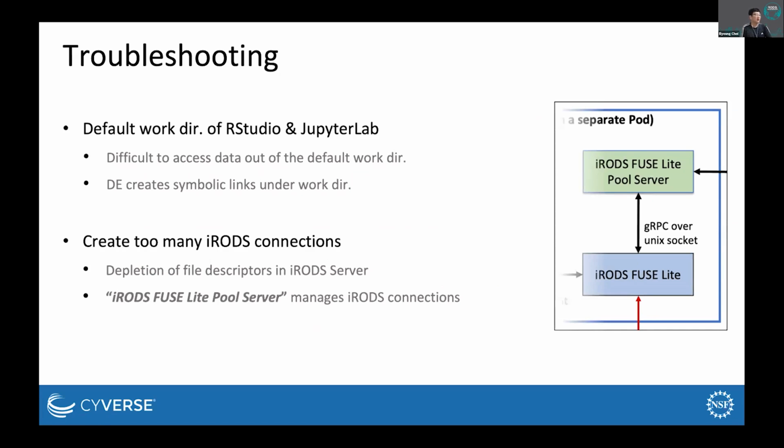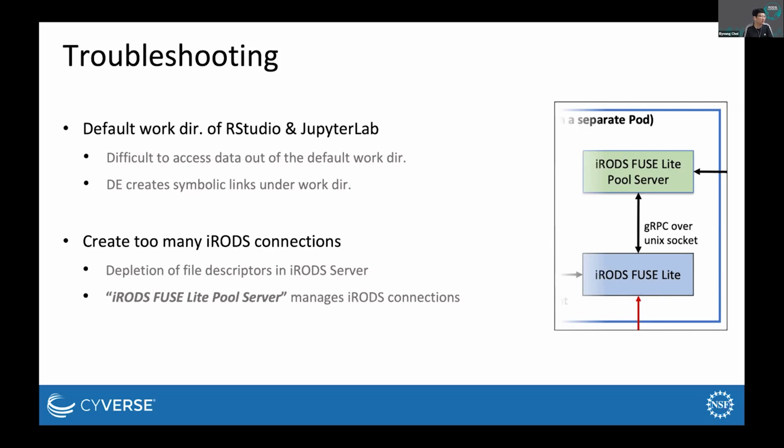We deployed the integration into production earlier this year, and we encountered several issues. Some users of RStudio and Jupyter Lab reported that they cannot find their data in the working directory. Obviously, the data store data was mounted on a different directory, but the users were not familiar with the Linux terminal commands, so they could not access them. So we decided to create symbolic links under the default working directory of those apps so that they cannot miss them.